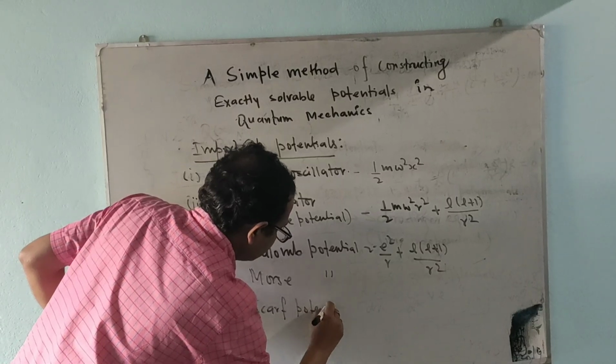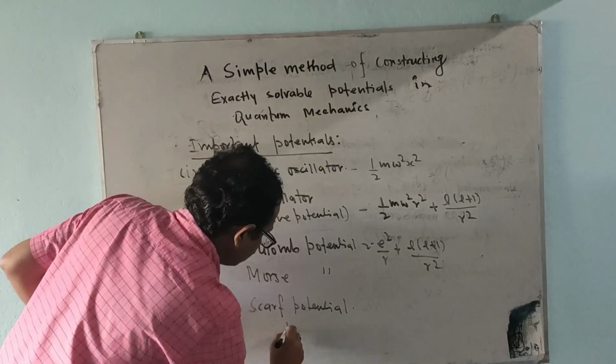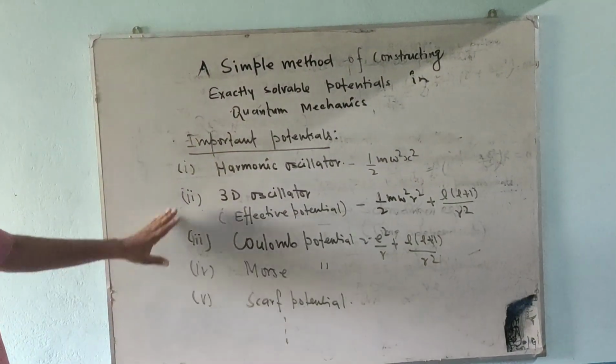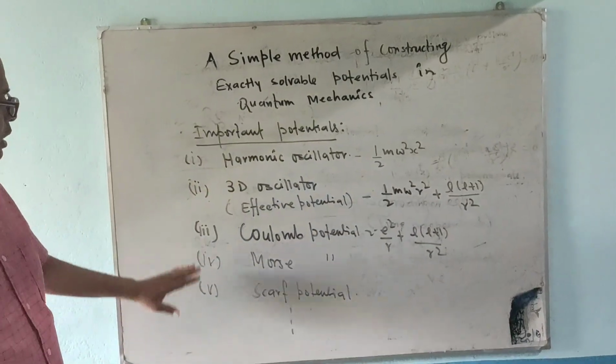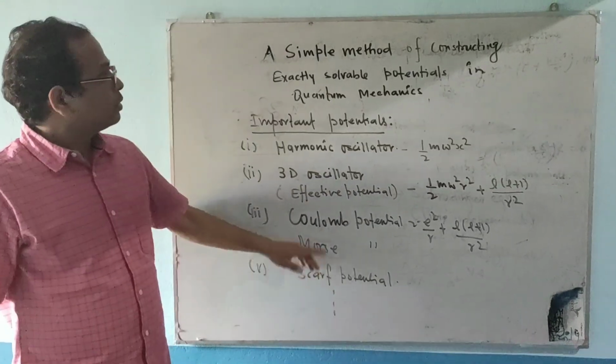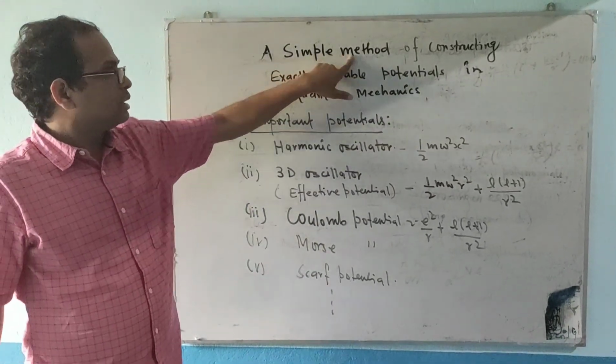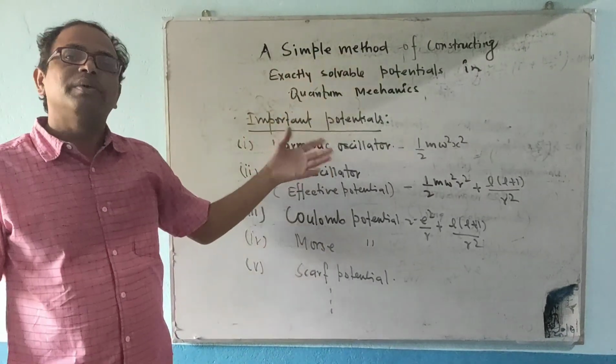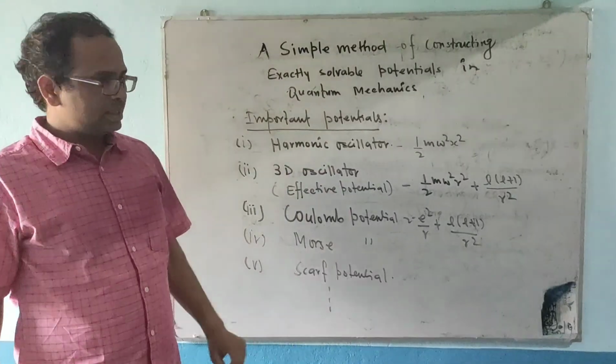Scarf potential, and so on, etc. So these are the important potentials. We mentioned here only 5 potentials. When we discuss this simple method, then we will generate all the possible potentials.